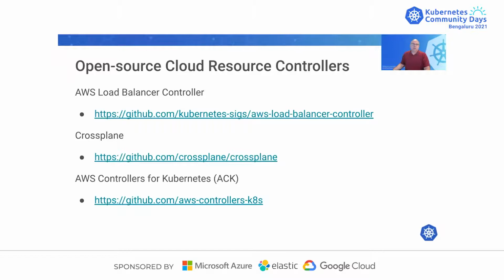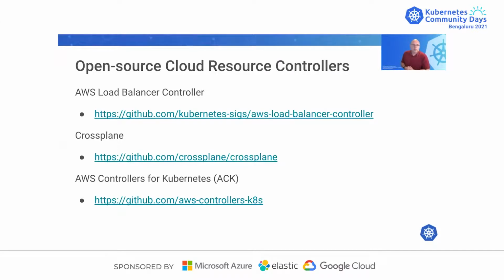There are several open source cloud resource controllers that can be used with GitOps and Argo CD. The AWS load balancer controller is fairly mature with a V2 version recently being released. It allows management of, well, you guessed it, load balancers, very aptly named. There's also Crossplane, which supports multiple cloud vendors and multiple types of resources. And then AWS controllers for Kubernetes, or ACK for short, which is a collection of controllers for various AWS managed services. This project is still fairly new and not many are claimed to be production ready, but there's a lot of momentum behind them.